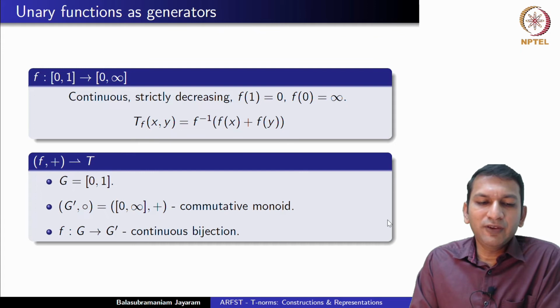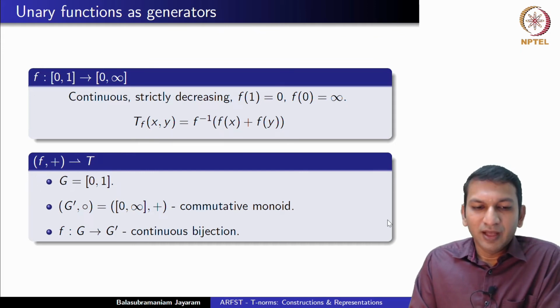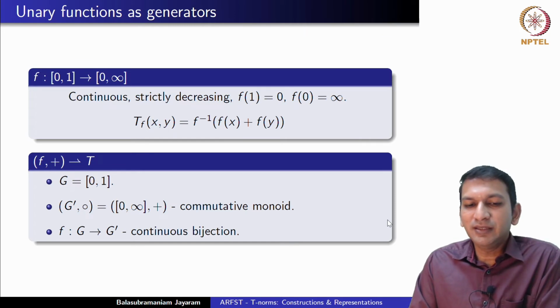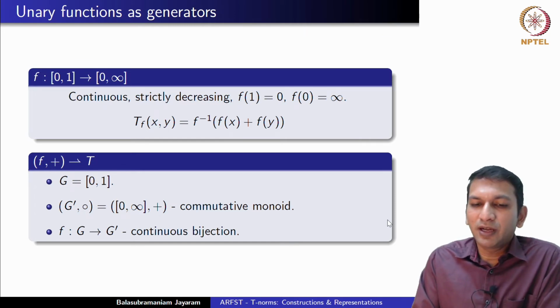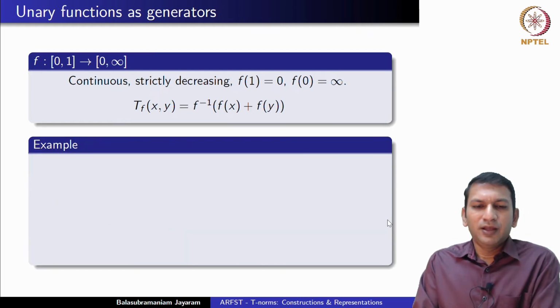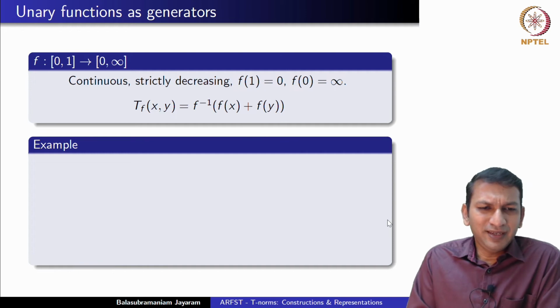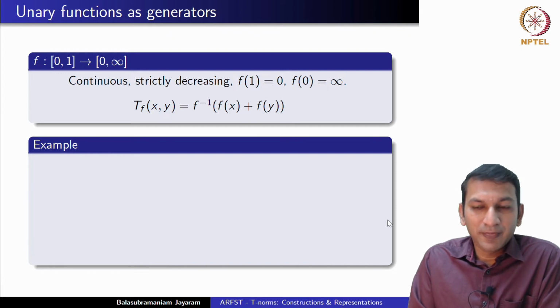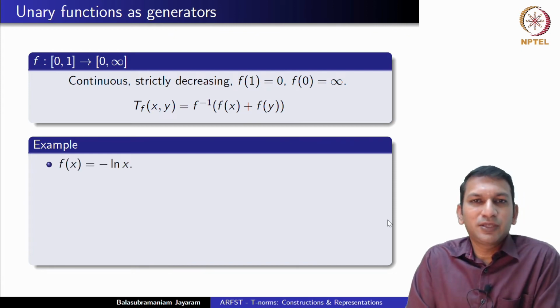And now we have f to be a continuous bijection. And so in this sense, it is comparable to the previous construction that we had. Of course, there we start with a t-norm, but instead here we are starting with a commutative monoid on a different domain. Let's look at some examples. Is there really a function f from [0,1] to [0,infinity), which is a bijection? Well, look at this function minus ln x.